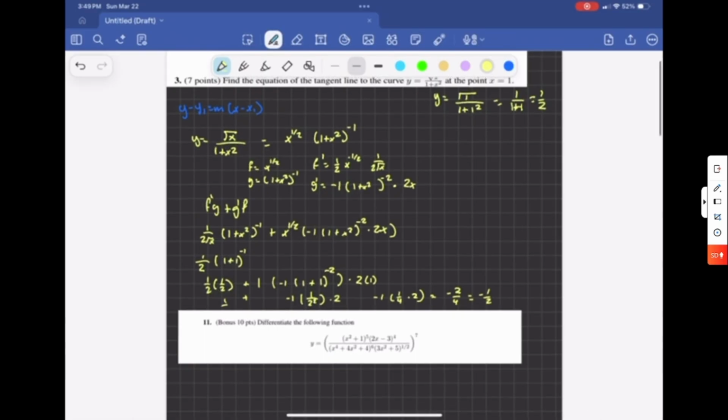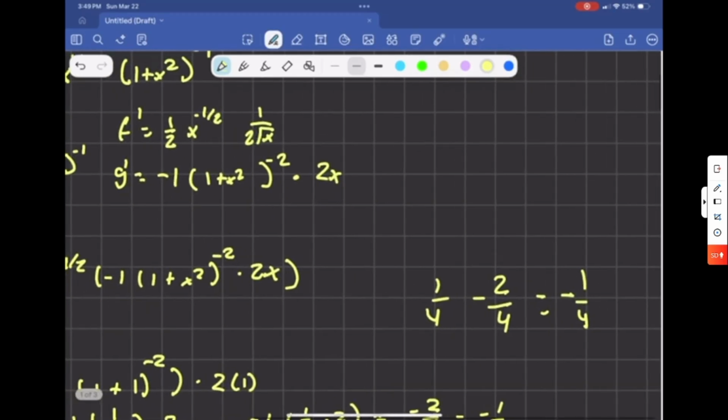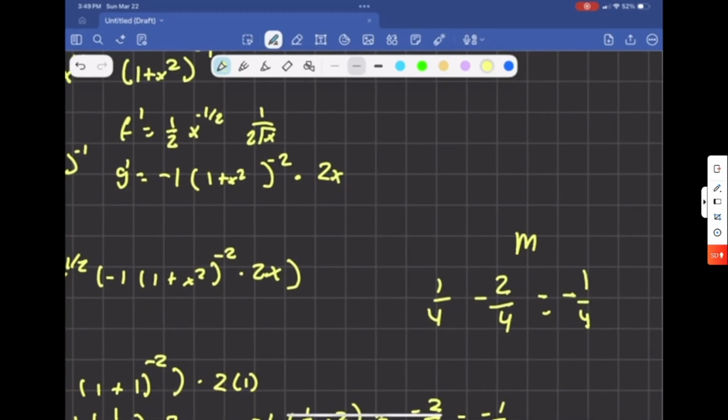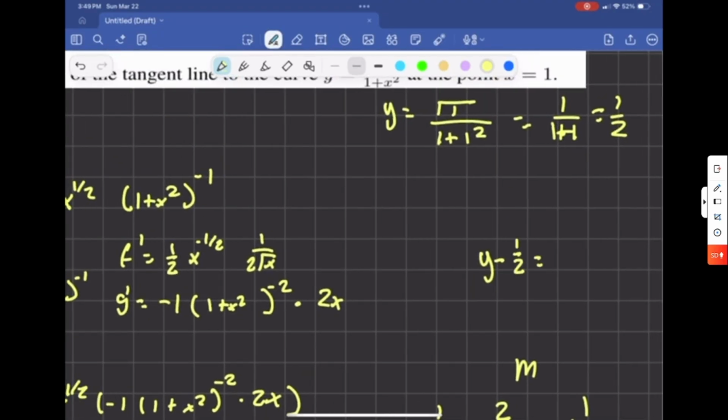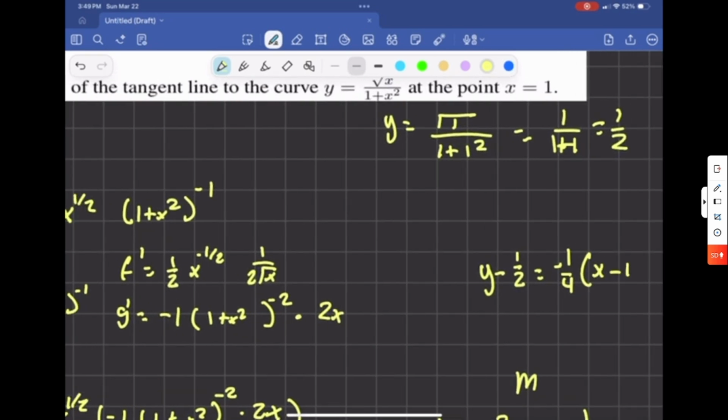So we get 1/4 on the left and -2/4 on the right. So we're left with -1/4. So this is our m. So now we get y minus 1/2 equals -1/4 times (x minus 1). And that's your equation of a tangent line.